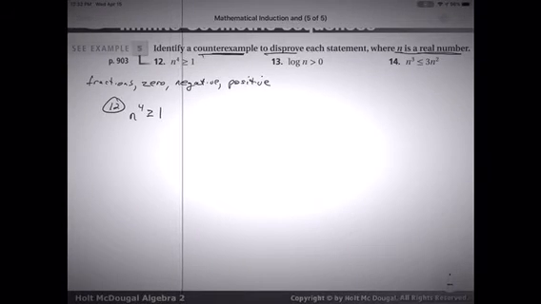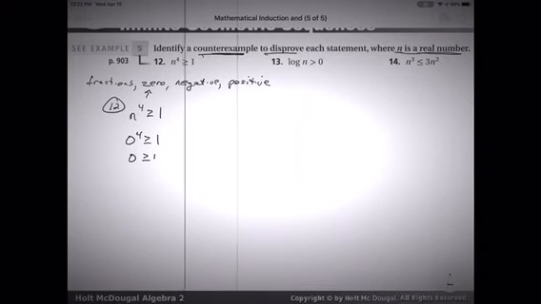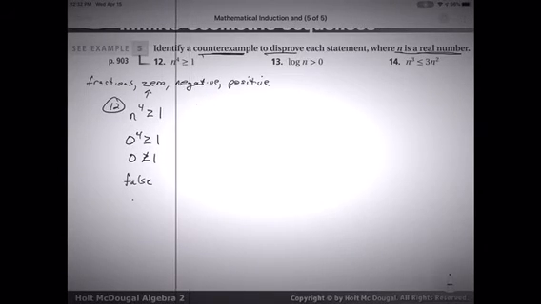So this first one, n to the fourth is greater than or equal to 1. Let's just try one of them. How about let's try 0. So 0 to the fourth is greater than or equal to 1. And that would just be 0 is greater than or equal to 1. Well, that's not true. And so we just found a counterexample. We have falsified this statement. So we got it on the first shot that time.